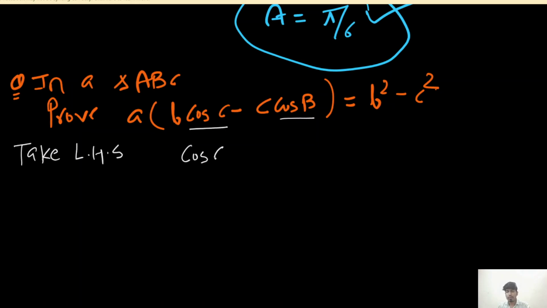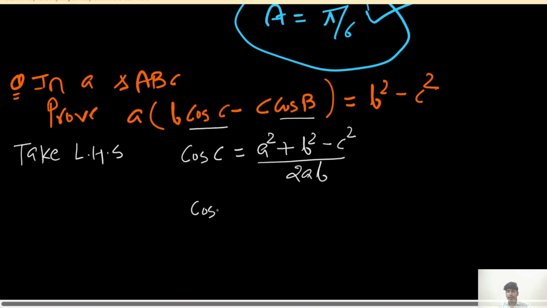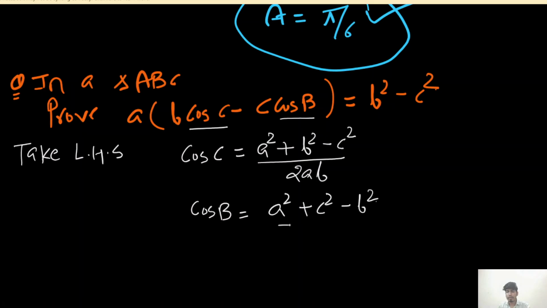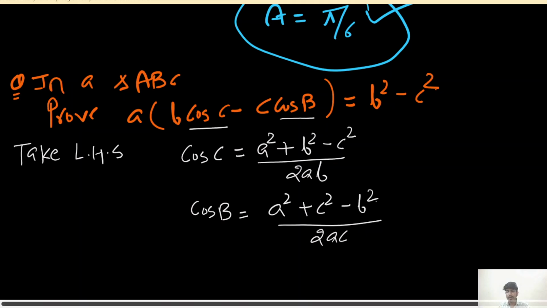First, I remember two formulas. What is the value of cos C? We know cos C = (a² + b² − c²)/2ab. Okay, and similarly cos B = (a² + c² − b²)/2ac. Okay students, so this is our formula. Then we put both values in the LHS.